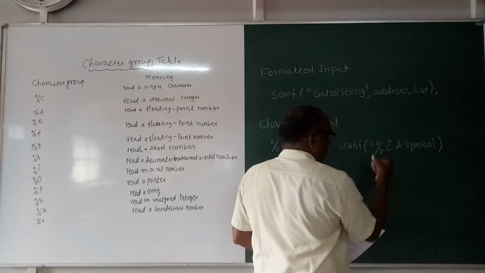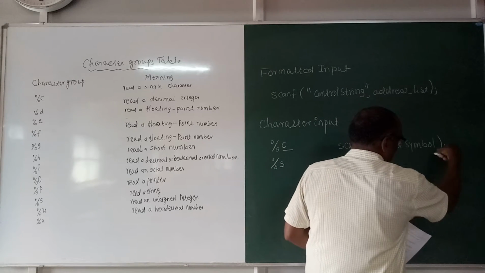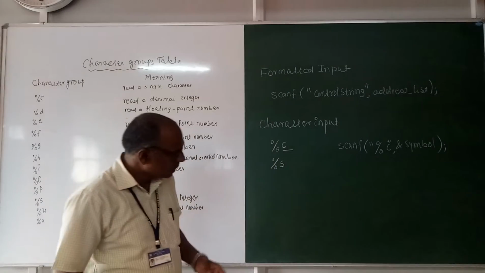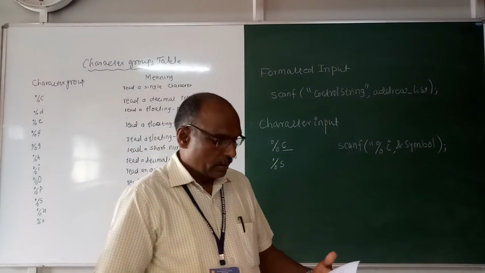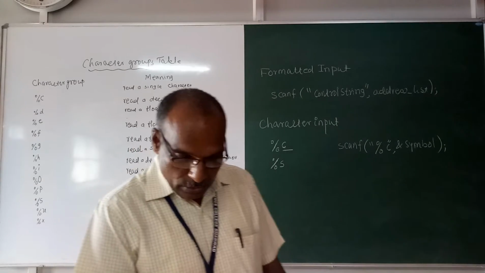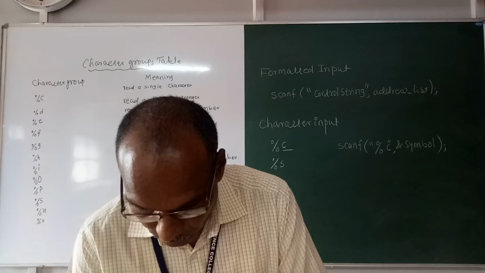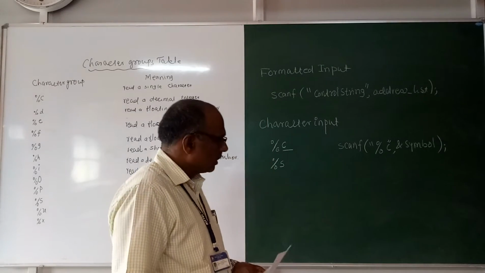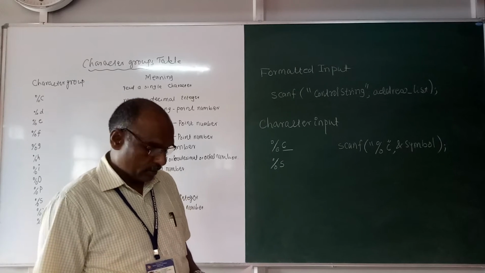This is to be completed and this is to be given comma and then terminate with semicolon. This is one statement we can write. Okay, so let's go for another. Now I want to write some name.